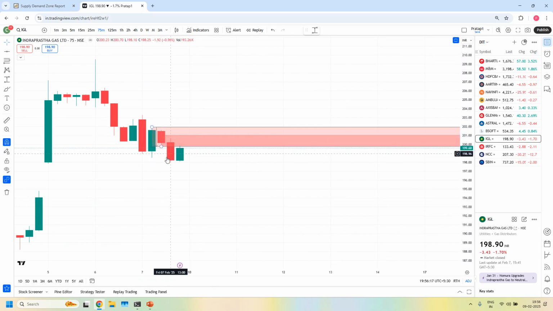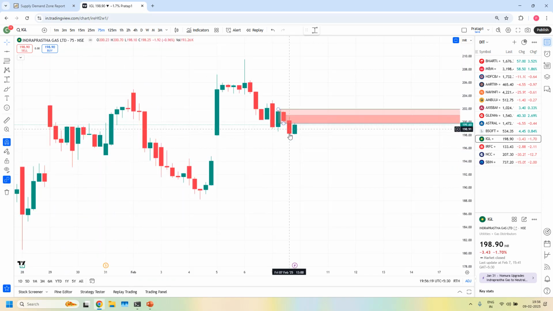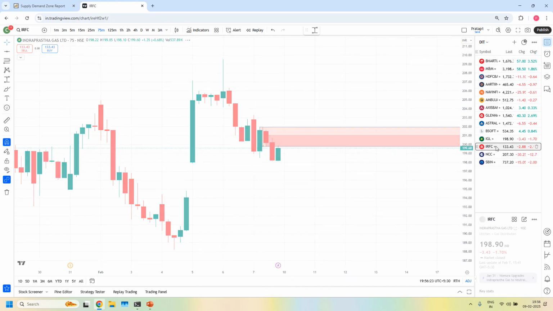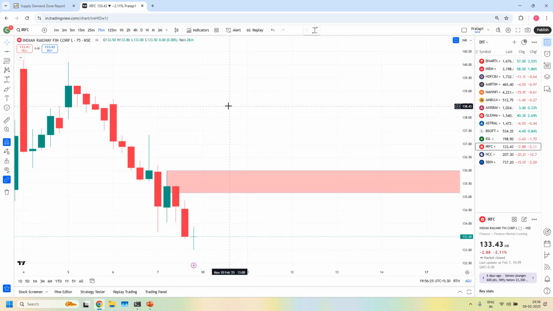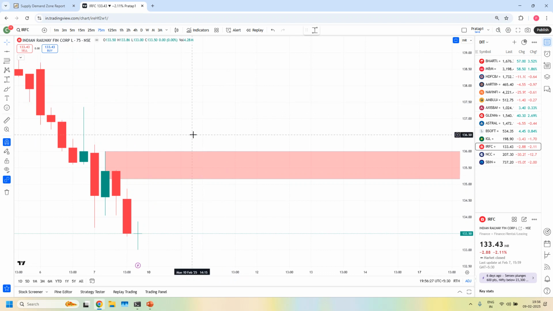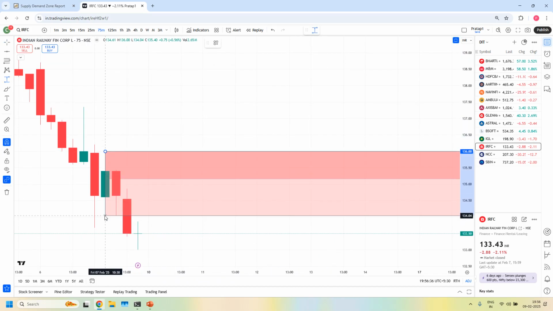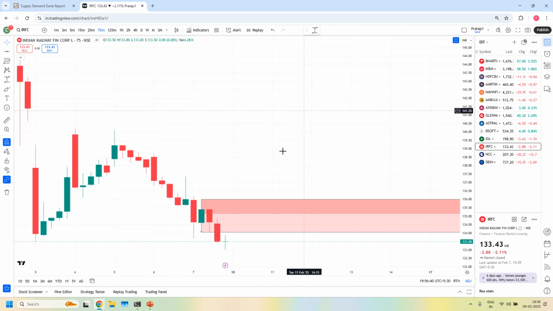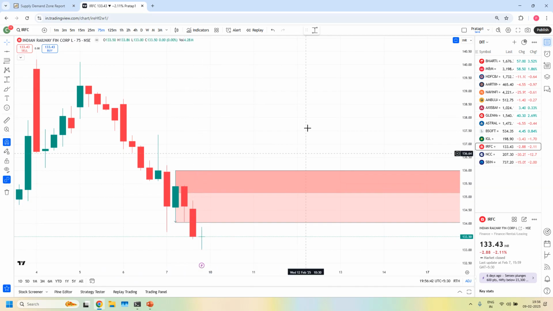So drop, base, drop. So this is the 75 minute zone. Okay, now let's go to the IRF. IRF is also, see here, you have a drop candle, 2 base candles and again a drop candle. So let us draw the zone. So this is the 75-minute zone. Drop, base, drop. Inside 75 we have 15-minute zone.